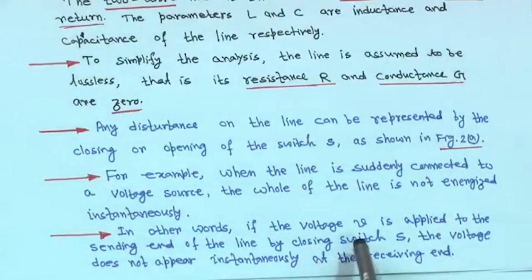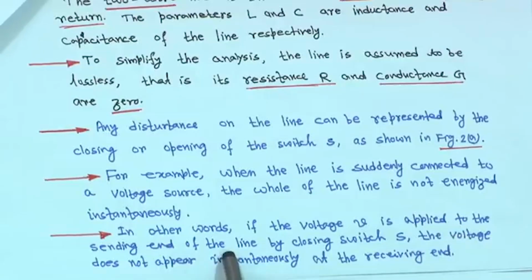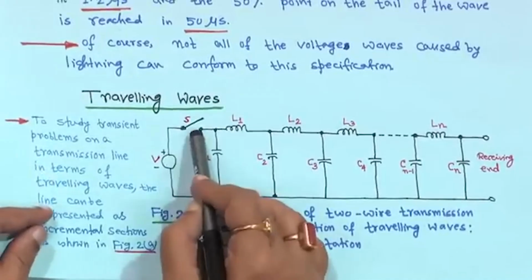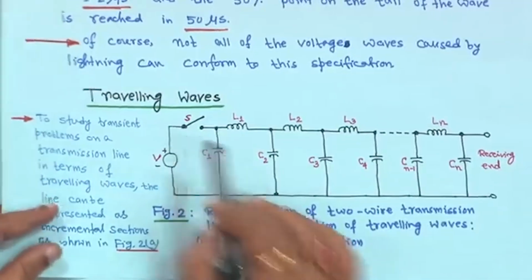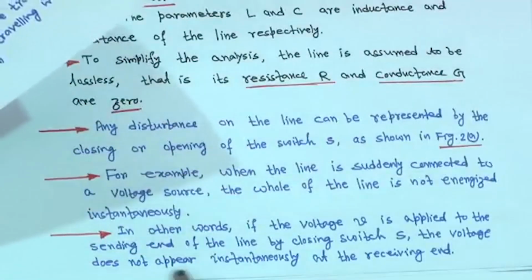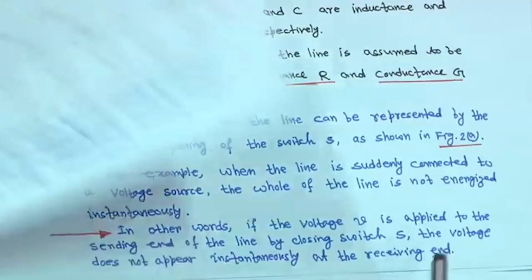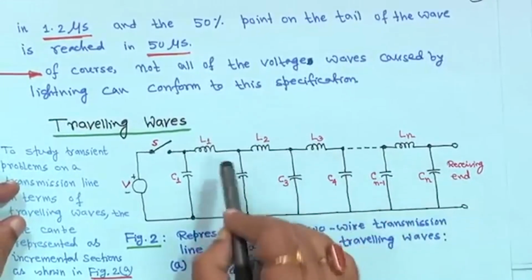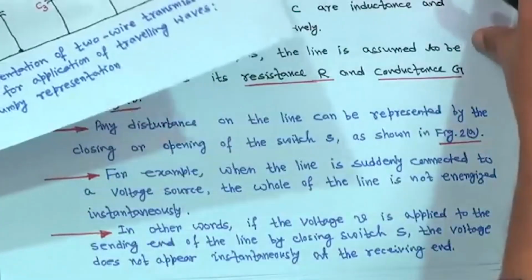In other words, if the voltage V is applied to the sending end of the line by closing the switches, the voltage does not appear instantaneously at the receiving end. I told you it will not appear immediately; it will travel, the phenomenon I have told you, right.